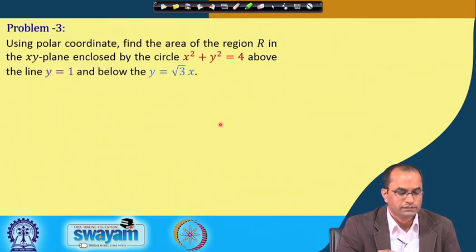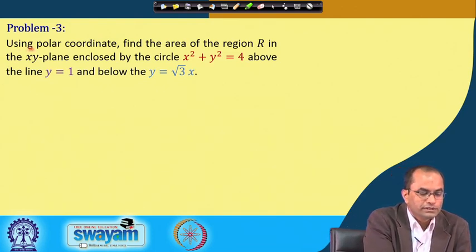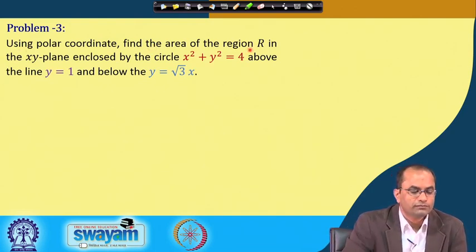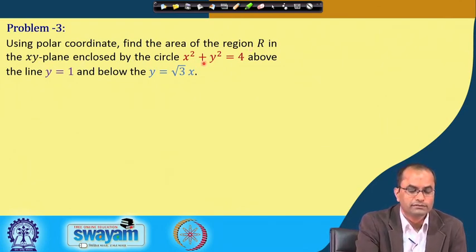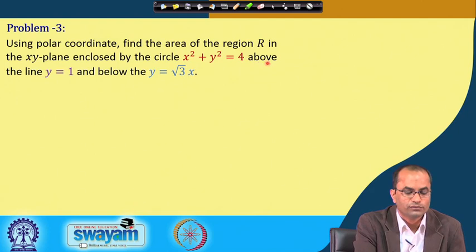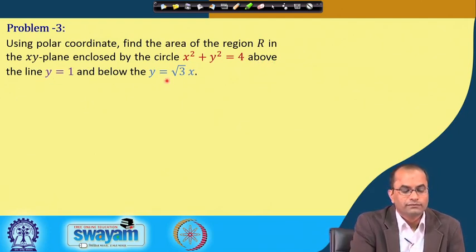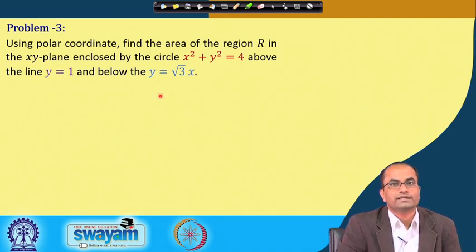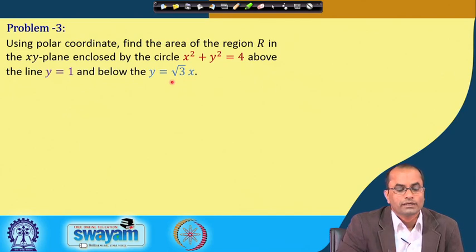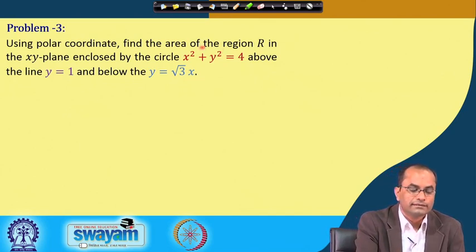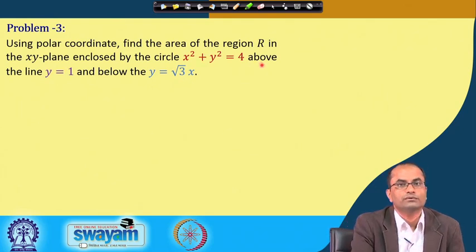So, coming to the next problem, problem number 3. Using the polar coordinate, we will find the area of the region R in the x y plane enclosed by the circle x square plus y square is equal to 4, above the line y is equal to 1 and below the line y is equal to square root 3 x. So we have two lines, y is equal to 1 and y is equal to square root 3 x, and then the circle x square plus y square is equal to 4.